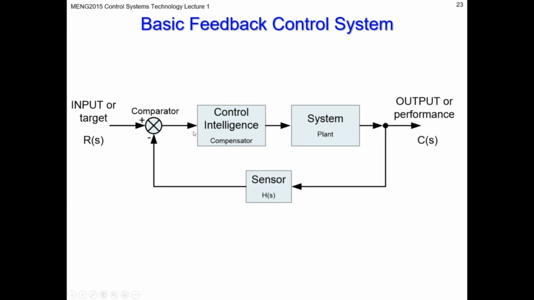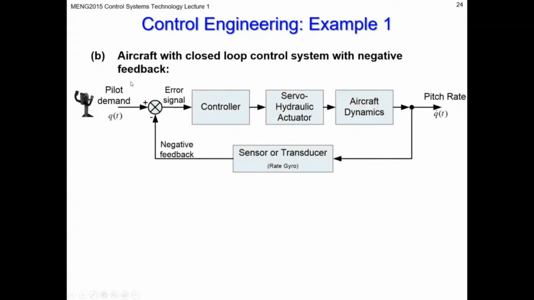That then goes into our control intelligence, which might be a compensator. That's a type of controller. And the compensator is saying, okay, system, you need to adjust in this way or that way. So that becomes the input into the system. So in this case, for the aircraft we just looked at, the input, which is the set point, would be the pilot demand. That's compared with the current pitch rate, right? Using a rate gyro, as you correctly said, Mikhail.